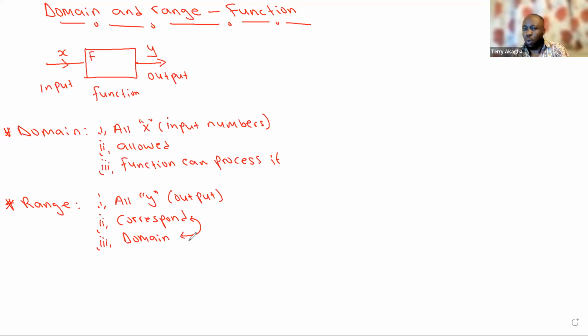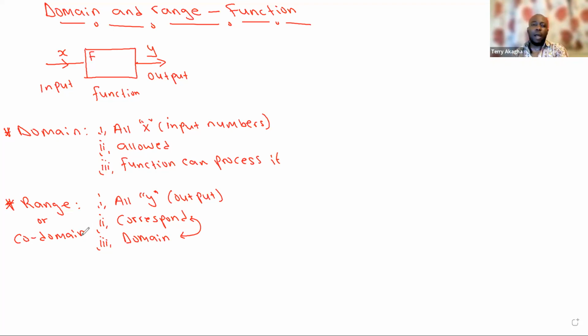Remember, I told you in the previous video that a function must have one input that gives you one output. So the collection of all the allowed inputs is called the domain, and the collection of all the corresponding outputs because of the input is called the range. Now, some textbooks will call this range codomain. In some textbooks, you might see it referred to as codomain, and it's still the same thing.